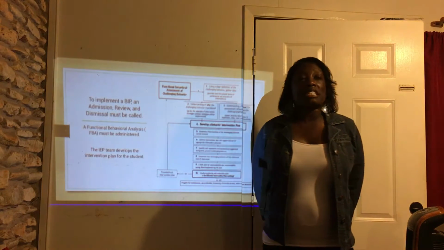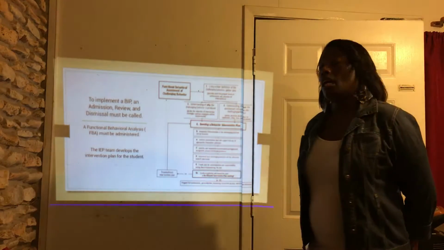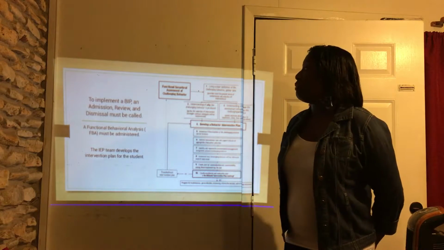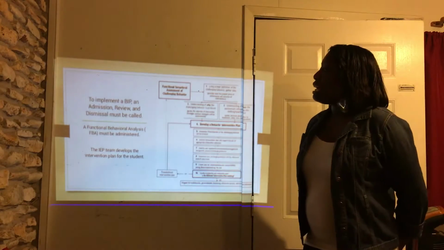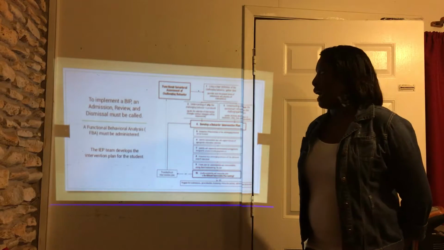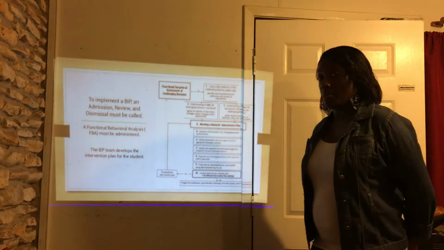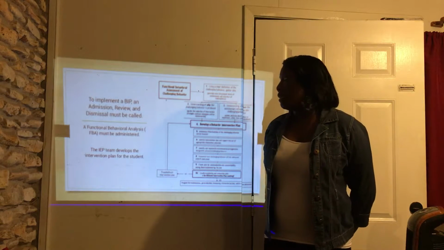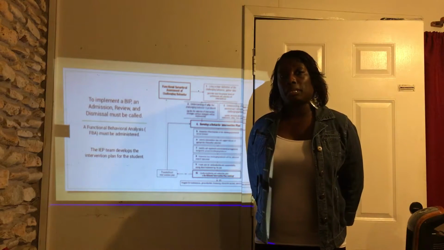There is a three-step process that must take place in implementing a BIP. To implement a BIP, an admission, review, and dismissal must be called. Next, a functional behavior analysis, also known as an FBA, must be administered. The IEP team then develops the intervention plan for the student.